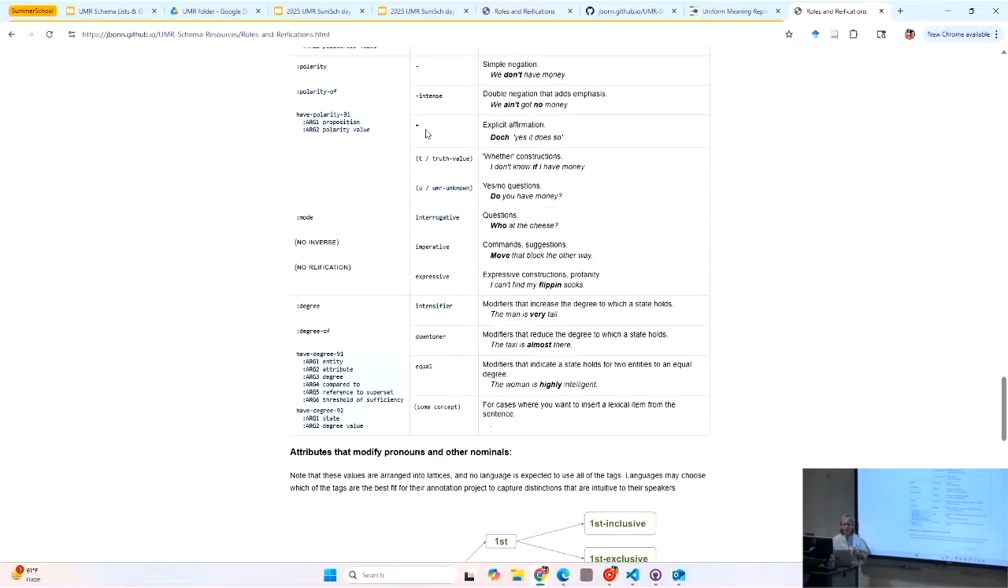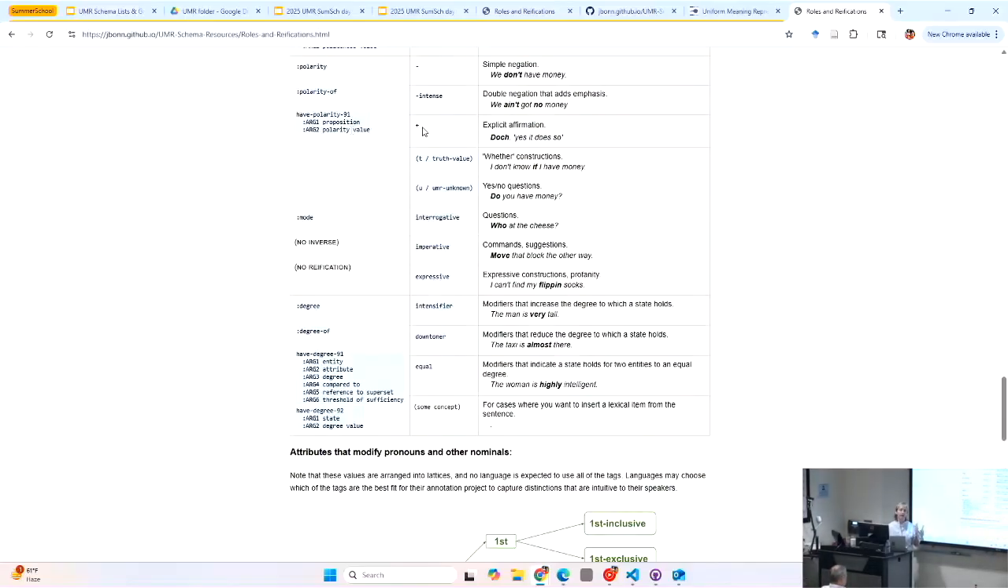Every once in a while, you might get a chance to use polarity positive. I have had to use it a few times in dialogues. Sometimes it is handy to use it, so just know that it exists. Yes or no questions use UMR unknown. So you just put that into the argument that is unknown.